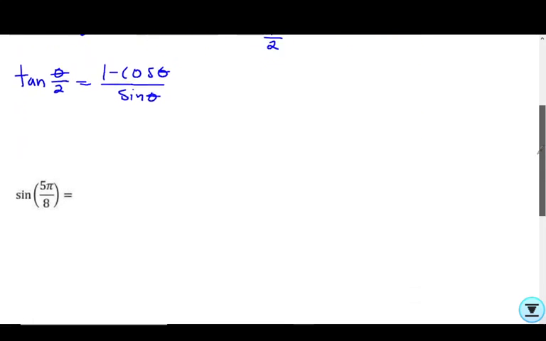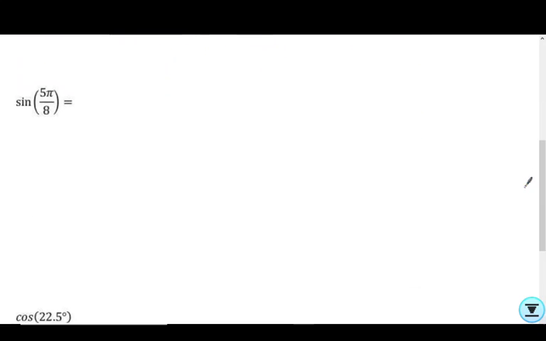Now, second one, sine at 5 pi over 8. There's nothing that we can double to get 5 pi over 8, so this is also a half. So this is the same thing as sine of 5 pi over 4 divided by 2.